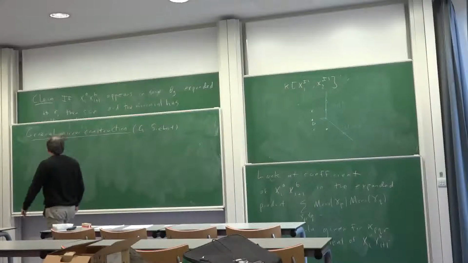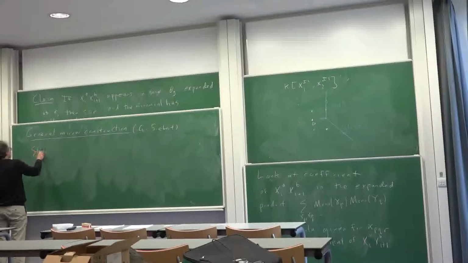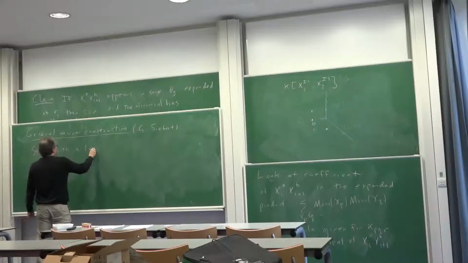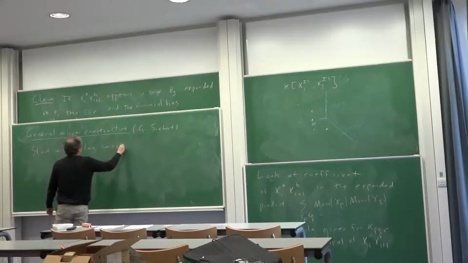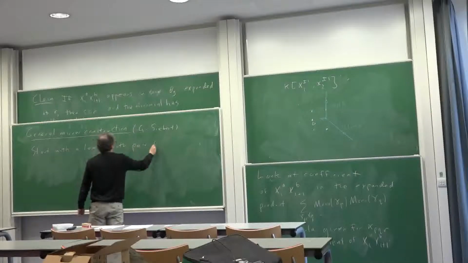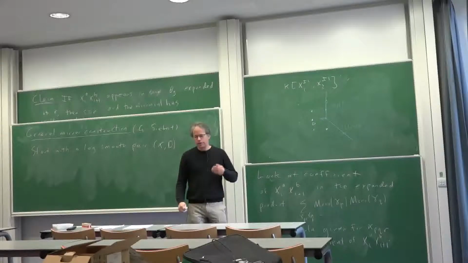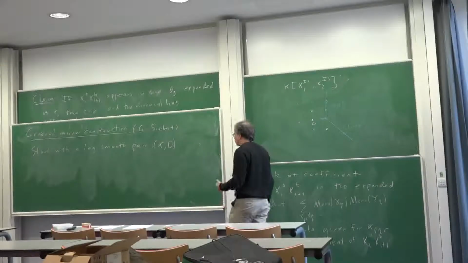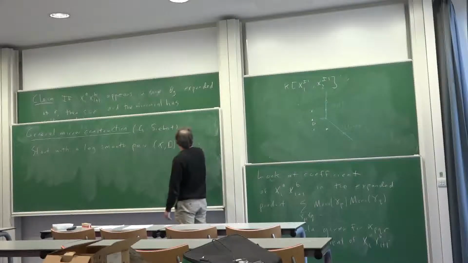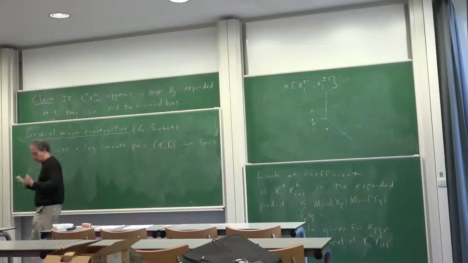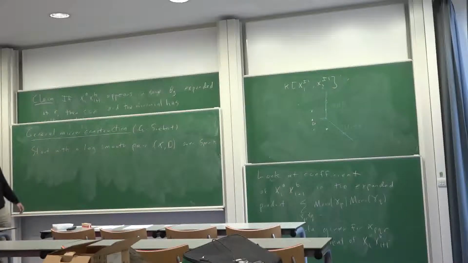So what we're going to do is start with a log smooth pair (X, D). So we put the divisor log structure given by D on X, and this will make it log smooth over Spec k, over just the ordinary point. So for example, if you don't want to be too fancy, D could just be normal crossings.